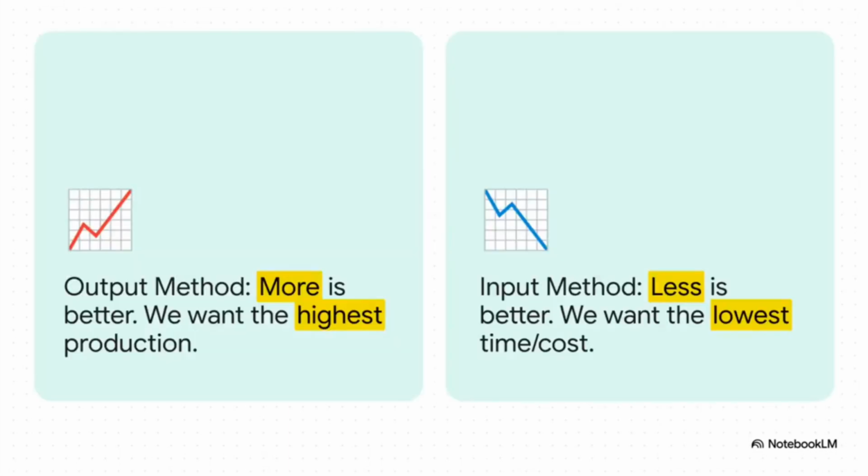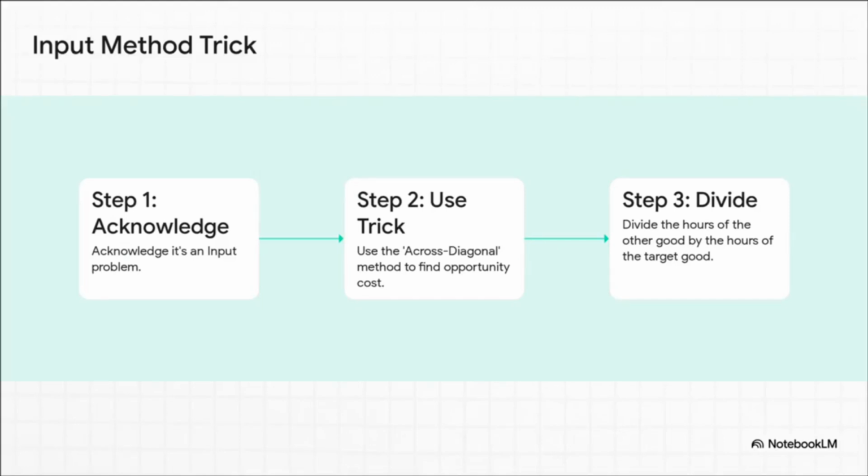And this means we have to completely shift our thinking. With output problems, bigger numbers are better, right? You want the highest production. But with input problems, smaller is better. You want to use the lowest amount of time, the lowest amount of resources. So how do we solve this one? Well, there's a really cool pro tip for input problems that makes it pretty easy.